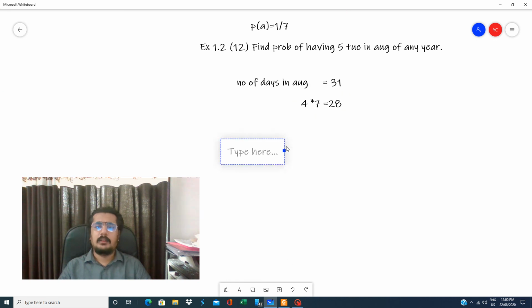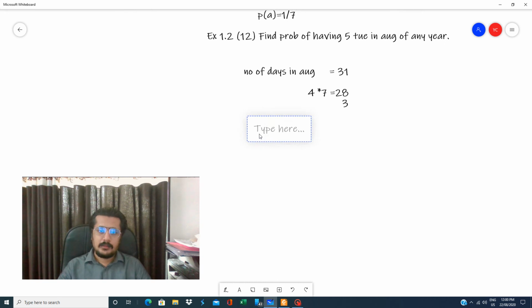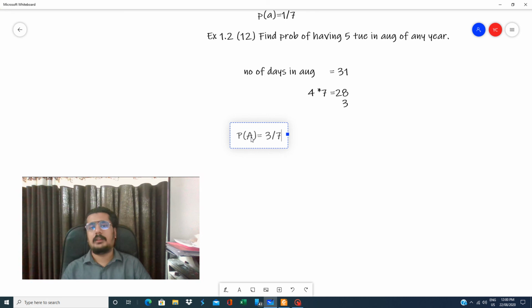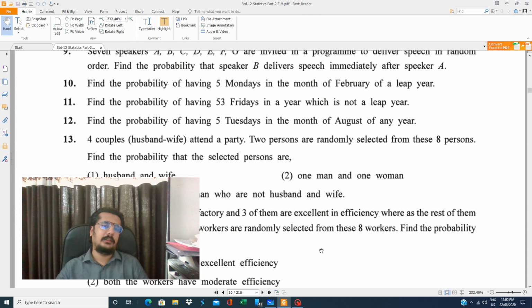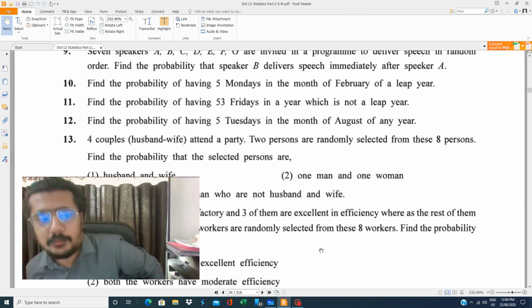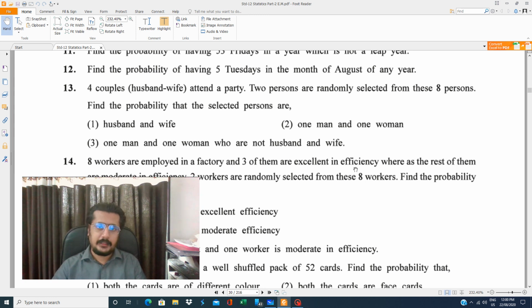How many days are still left? 3 days are left. Now, if there is a Tuesday in these 3 days, then Tuesday can occur for the fifth time in the month. So my probability is 3 upon 7. Probability is 3 by 7. So, all the sums related to the calendar are over. Okay, we'll start the next sum from the next session.